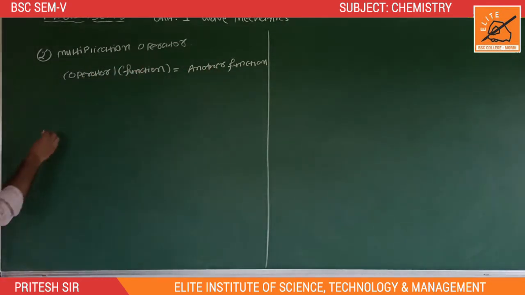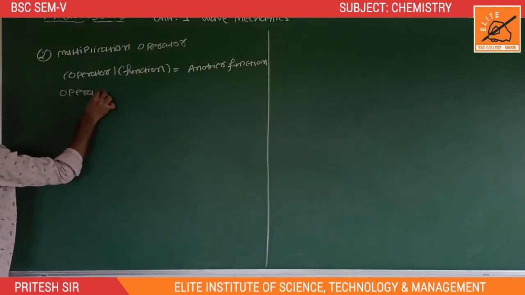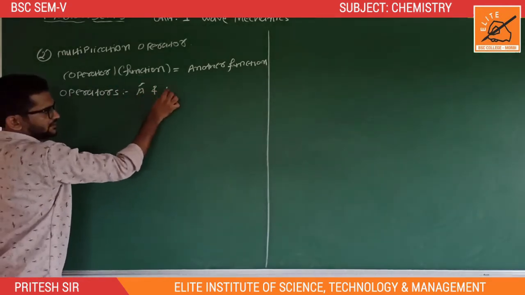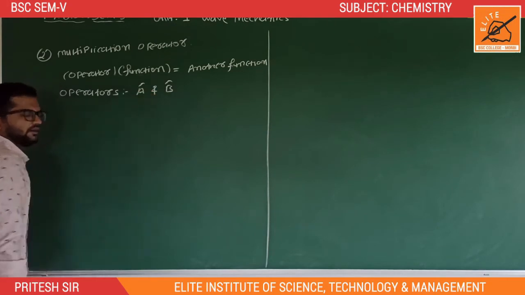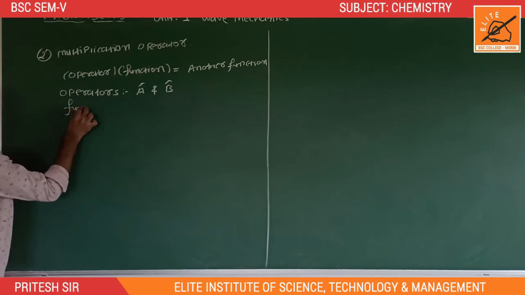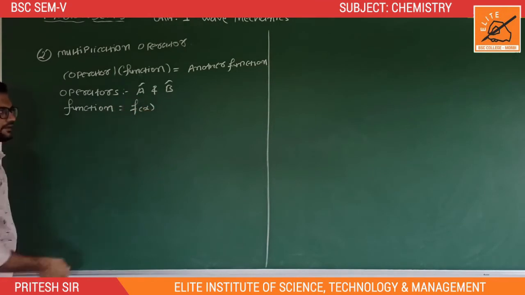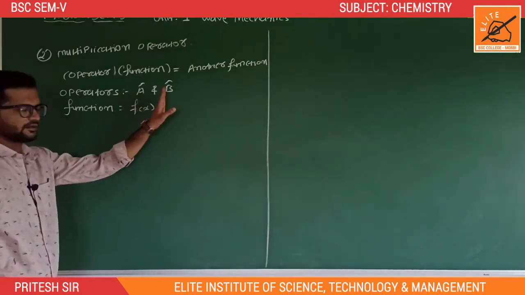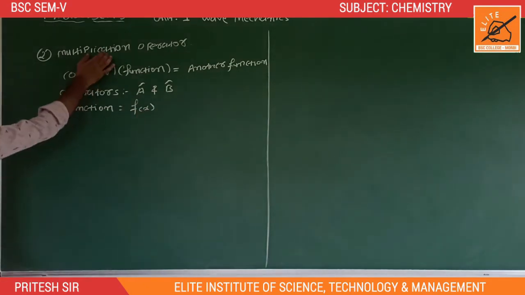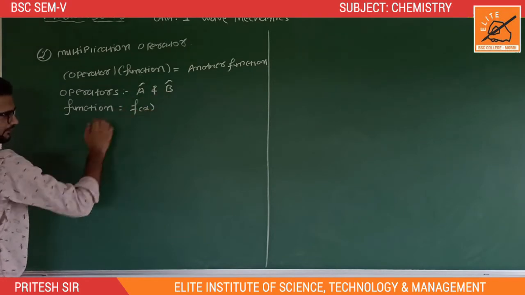Suppose we take two different operators. First one is A cap and another one is B cap, and the function is f(x). In the multiplication operator, both operators A cap and B cap are multiplied with the function, A cap B cap f(x).